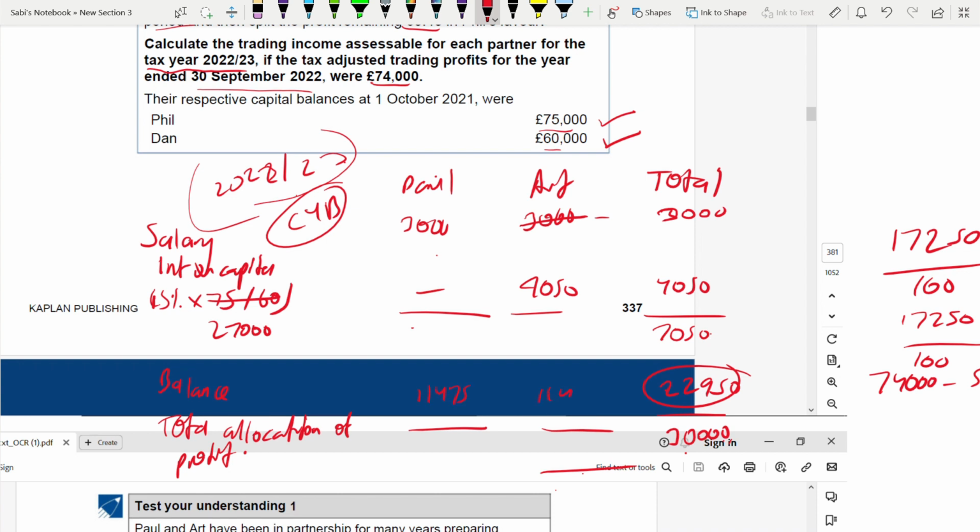11,475, 11,475. Okay. So here it is 14,475, because you add this with 3,000, and this you add with this, it will be 15,525. Add and see, you will get 30,000. So it is this profit and this profit which will be assessed for tax. Okay.